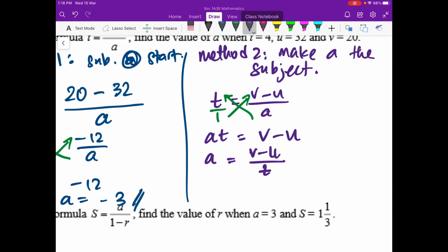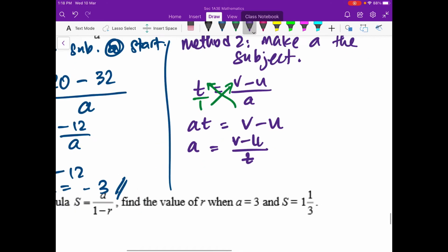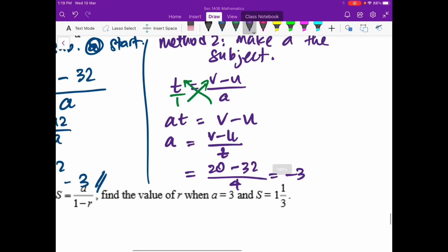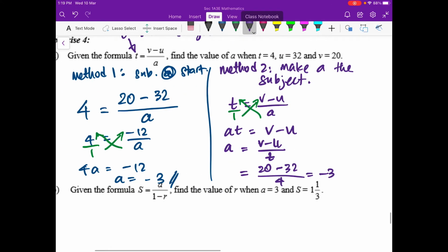And then I substitute the values inside. And I'll straight away get the answer for a. So v has a value of 20, then minus u, which is 32, divided by t, which is 4. And you see that the working is actually the same, we get negative 3. 20 minus 32, they appear on both sides, and then there is a division by 4 after that. So negative 12 divided by 4, same answer, negative 3.